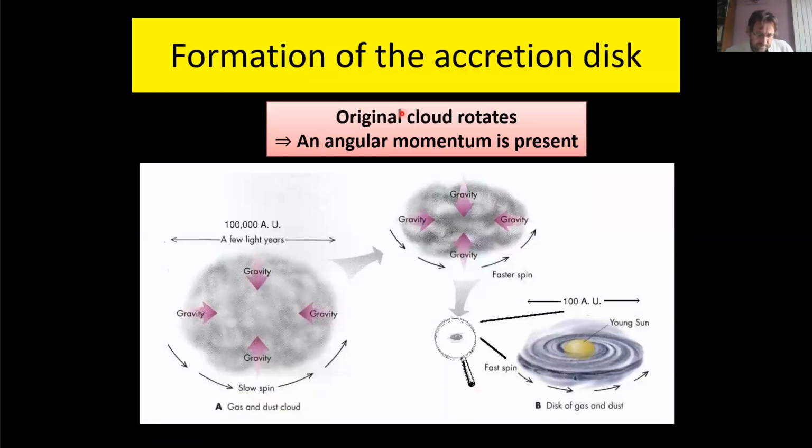Well, look again at our original gas cloud with hundreds of thousands of astronomical units, which means a few light years. It might already have some sense of rotation, and while it starts contracting, it starts to spin faster. The more it contracts, the faster it seems to spin. When this spinning happens, in the plane perpendicular to the spin orientation, this disk builds up. The rest could contract towards the center, but not in this disk.